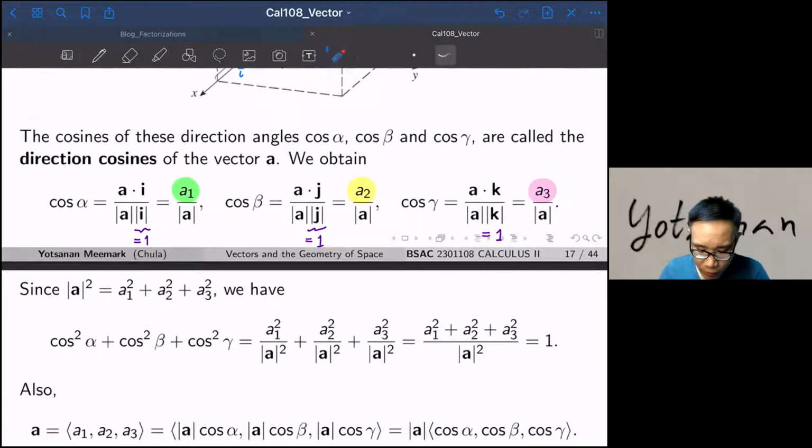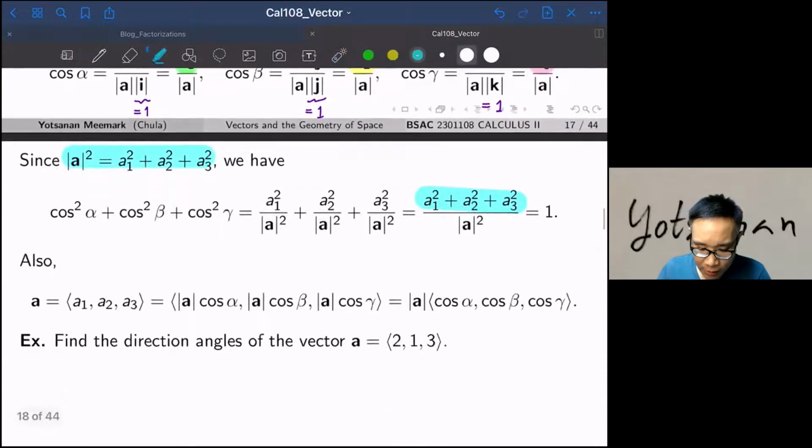So when you have cos alpha squared, cos beta squared, cos gamma squared, it turns out to be the sum of A1 squared plus A2 squared plus A3 squared, all over norm of A squared. So this comes from this relation, and it's going to be over norm of A squared. So this turns out to be equal to 1.